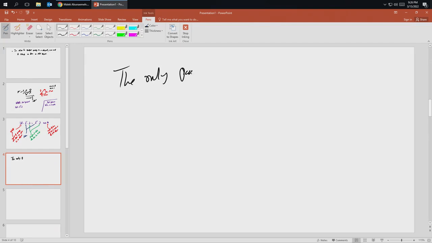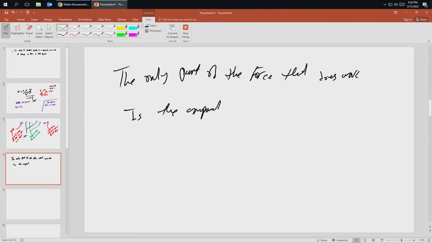Minus 3.4. The only part of the force that does work is the component that lies with the direction of this displacement. So E3 equals minus 13.6 divided by 9. You get minus 1.5 eV.